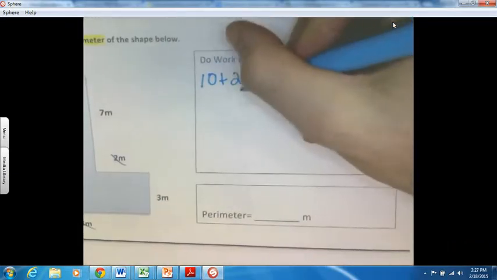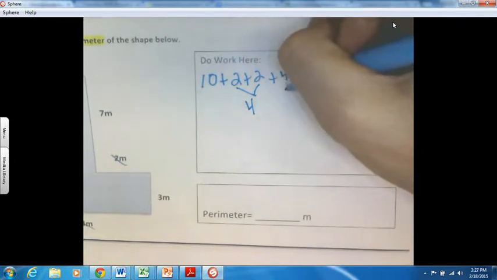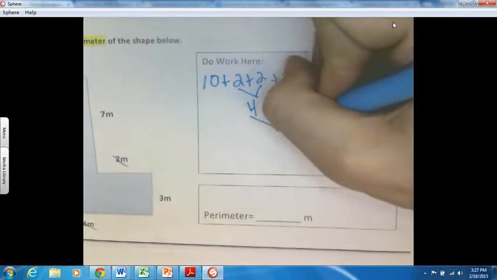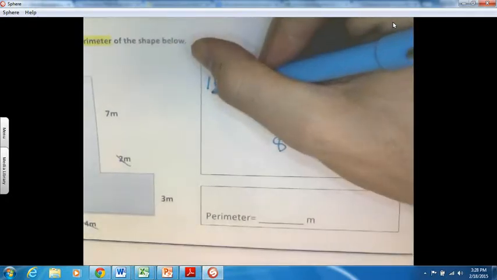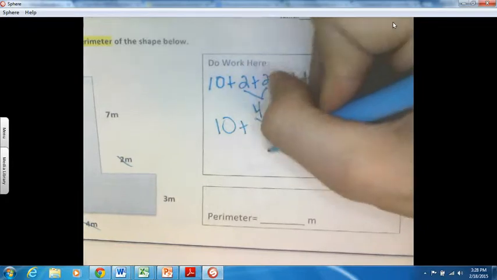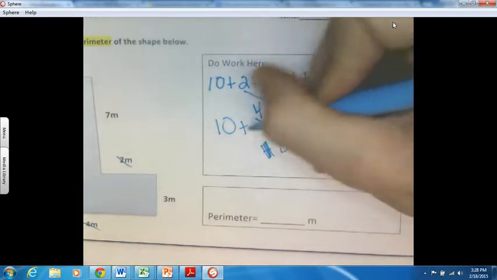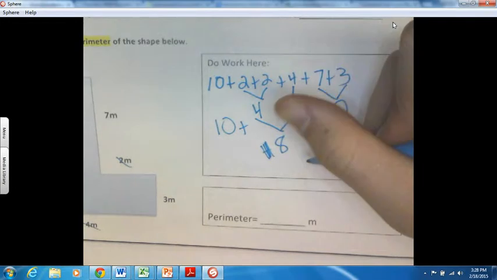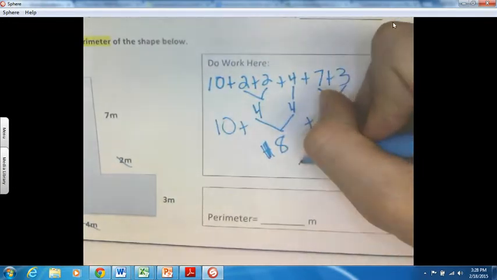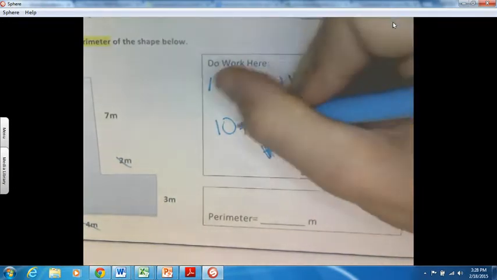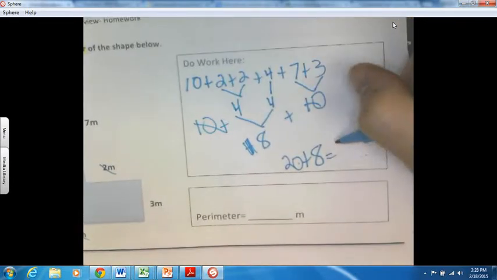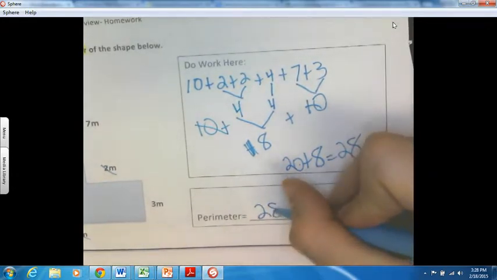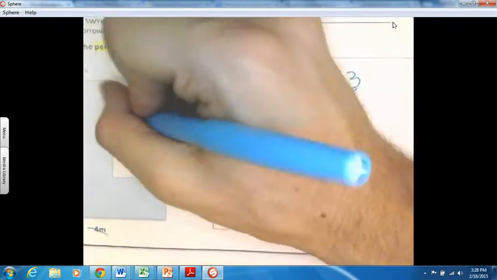All right, let's see what I know how to do just from looking at that. 2 plus 2 I know is 4. 4 plus 4 I know is 8. 7 plus 3 I know is 10. And then I've got 10 plus 8 plus 10, right? 10 plus 10 is 20, plus 8. And then I need to add that 8 on. 20 plus 8 is 28. So now my perimeter is 28 meters.